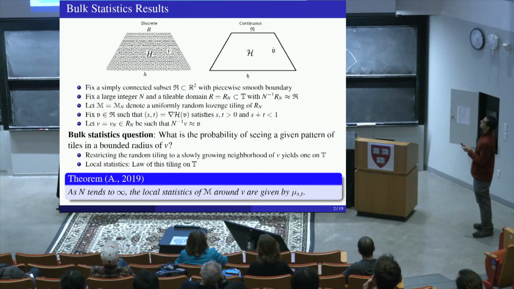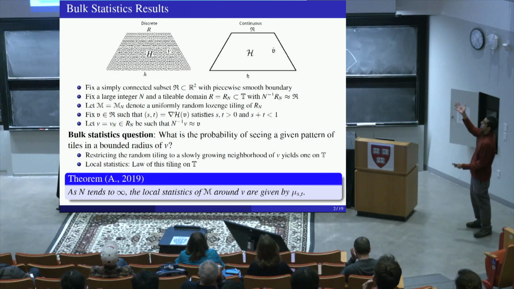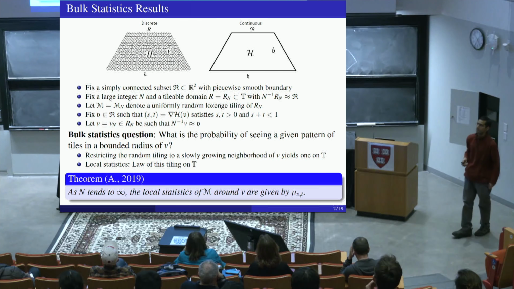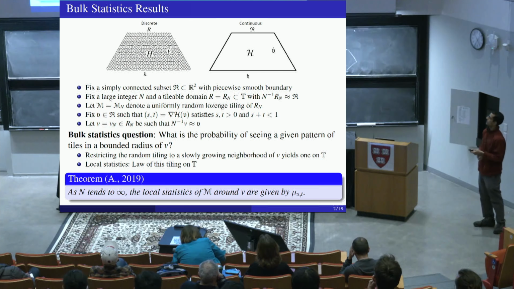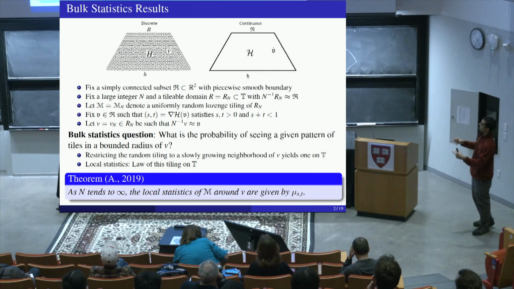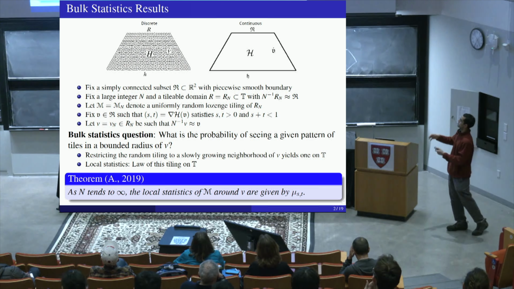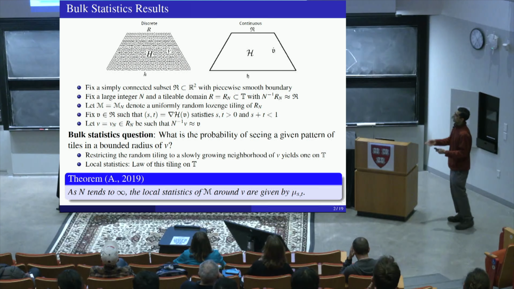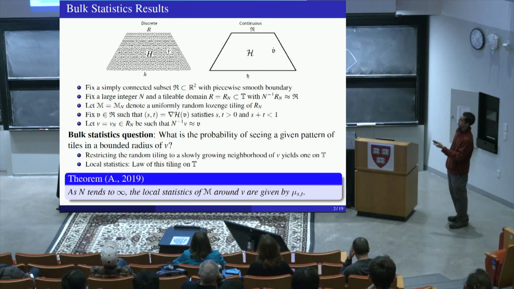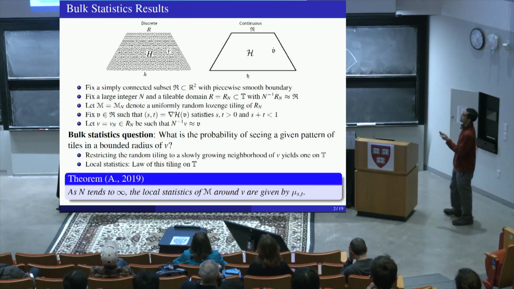I'll also pick a point v, which is eventually going to be the point into which I'm zooming, that approximates this Gothic v. And again, the question is, what is the probability of seeing a given pattern of tiles in a bounded radius of this point v? The way in which we formalized that question was by taking a slowly growing neighborhood of this point v, so restricting the tiling to that slowly growing neighborhood yields a tiling of the full lattice, and the local statistics refer to the tiling of this infinite domain. And the statement was that as n tends to infinity, these local statistics converge to one of those mu_{s,t} measures. What I'll try to do in this talk is explain a few elements of the proof of this theorem.